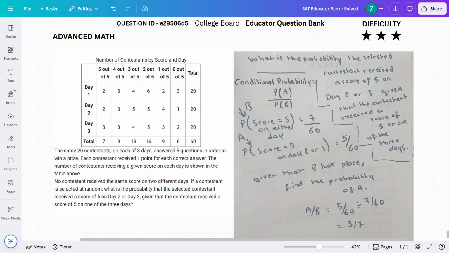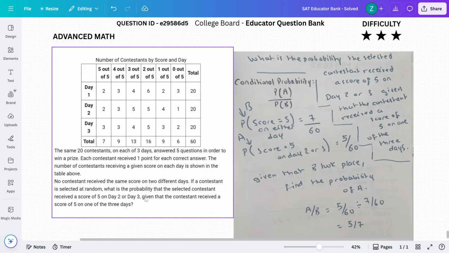Whenever the SAT gives you the keyword given in a probability question such as this one, it means conditional probability. Now, what does conditional probability mean? Conditional probability means you're going to use the probability of the occurrence before the given over the probability of the occurrence after given. So here they're asking us what is the probability that the selected contestant receives a score of 5 on day 2 or day 3. Now we're going to take that as possibility A, or the first possibility.